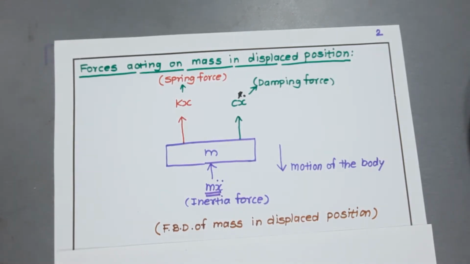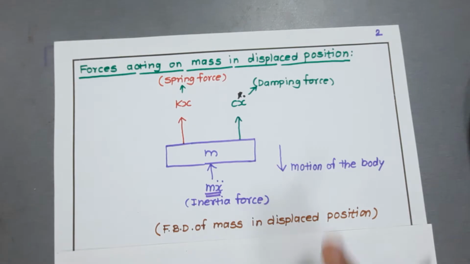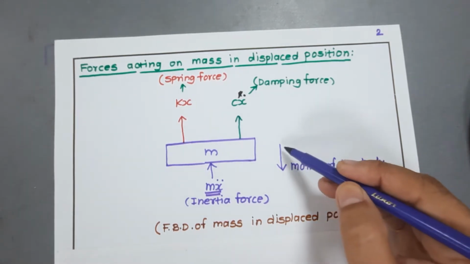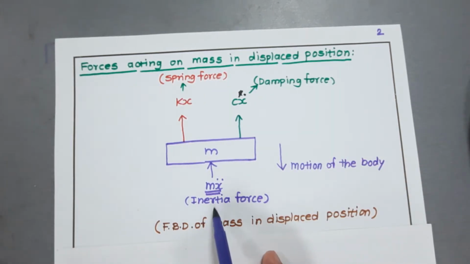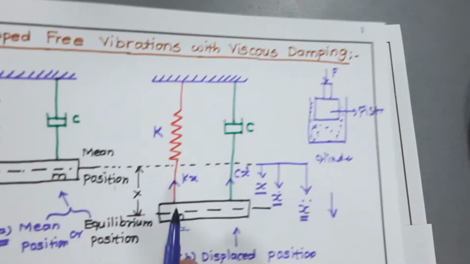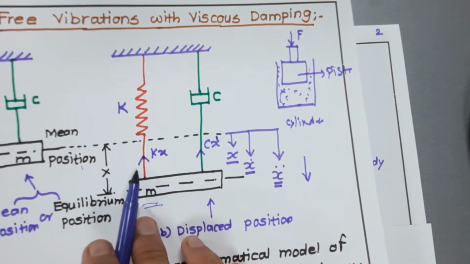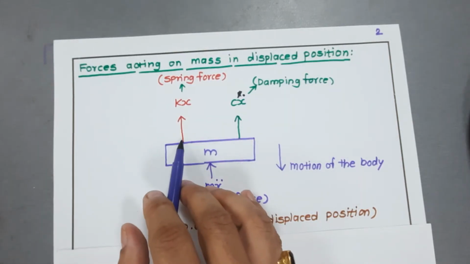So, dear friends, always remember, the inertia force is always opposite to the direction of motion. Here the direction of the motion is downward, hence the inertia force equal to m x double dot is acting in upward direction. Now here a spring is provided, that is K. So its force is acting in upward direction by an amount Kx.